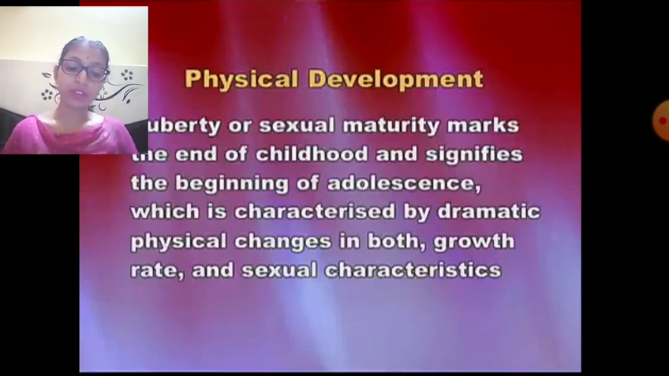So let's look at the physical development. Puberty, or sexual maturity, marks the end of childhood and signifies the beginning of adolescence, which is characterized by dramatic physical changes in both growth rate and sexual characteristics, both types of sexual characteristics, the primary and the secondary. However, puberty is not a sudden event but is part of a gradual process.